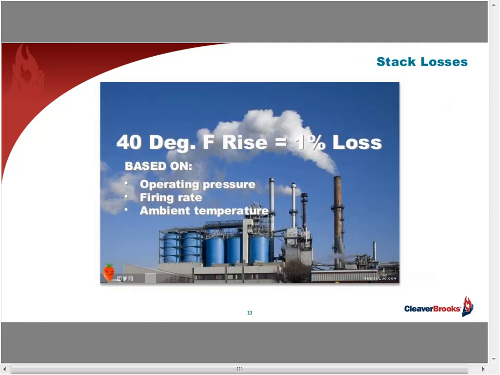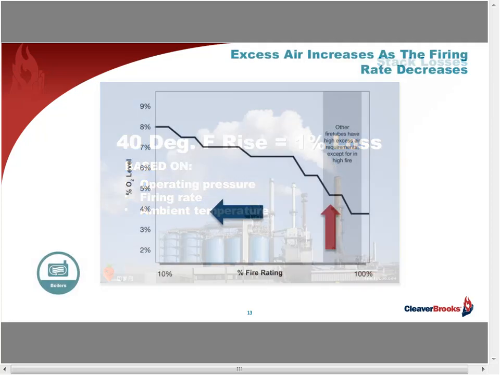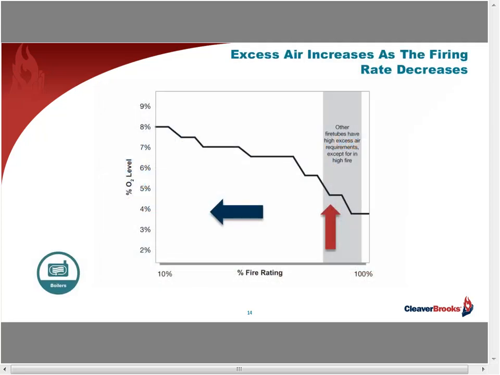Because, as you've heard many times, once you've benchmarked operating pressure, firing rate, and the ambient temperature in the boiler room, for every 40 degrees rise in stack temperature, you lose 1% in efficiency. So keeping those surfaces clean is very important. Now, the other area that we want to look at is where does the boiler spend most of its time, where does it fire most of the day? Now, as you can see in this slide, the sweet spot for most boilers is when they spend most of their time at 85% of their capacity or higher.